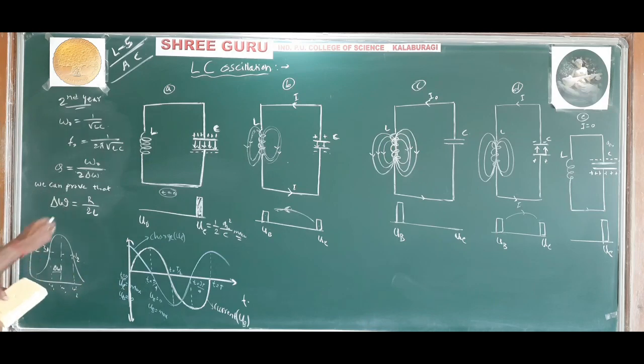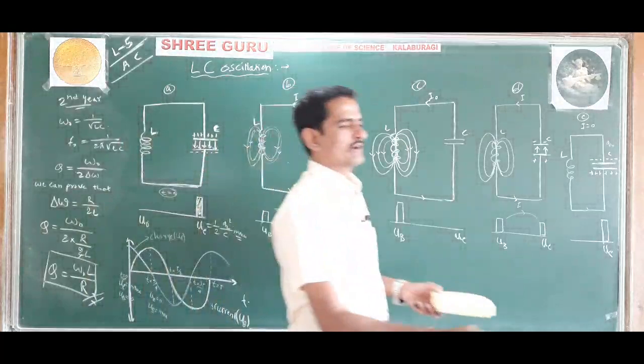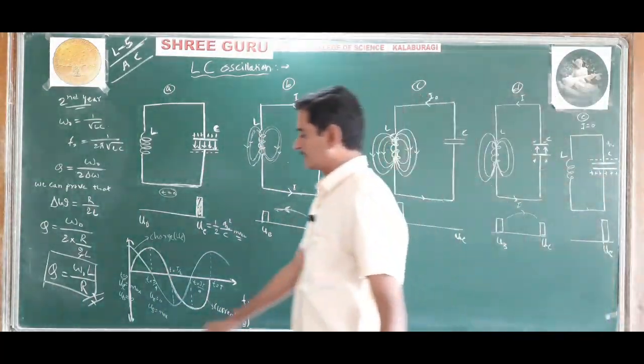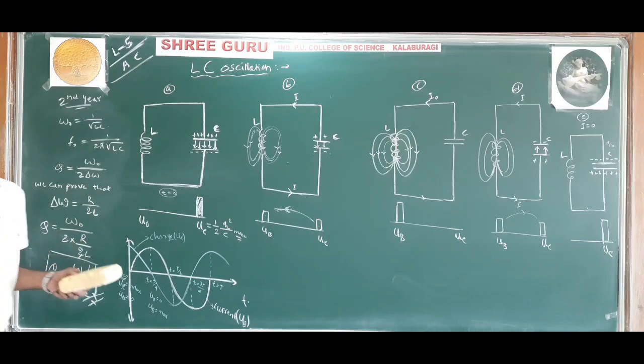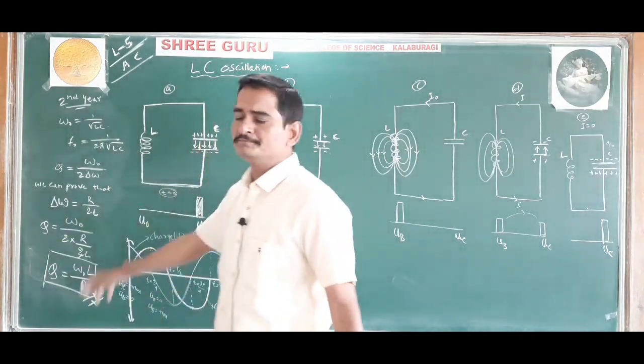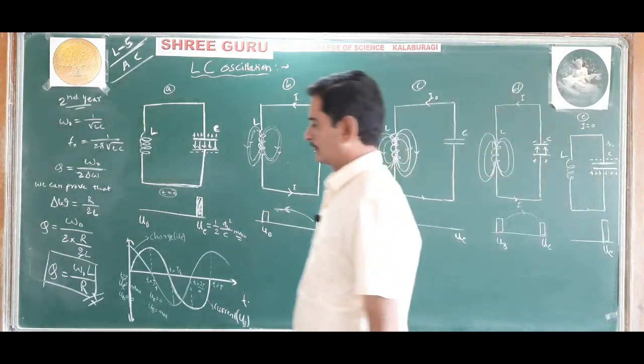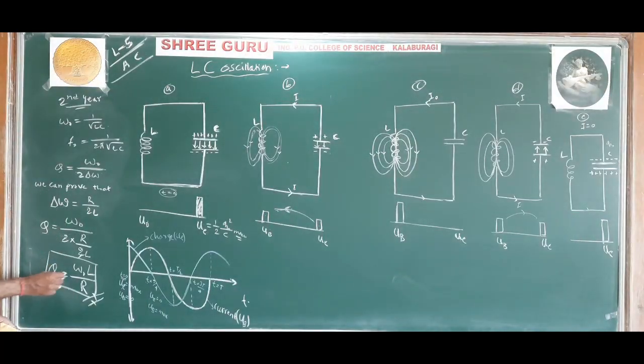Substituting this value, we get Q is equal to omega naught divided by 2 into R divided by 2L. The 2 gets cancelled, so you can write Q is equal to omega naught into L divided by R. This is another formula for quality factor which you can use while solving numericals. Most of these formulas are derived, so you can use them while solving numericals.